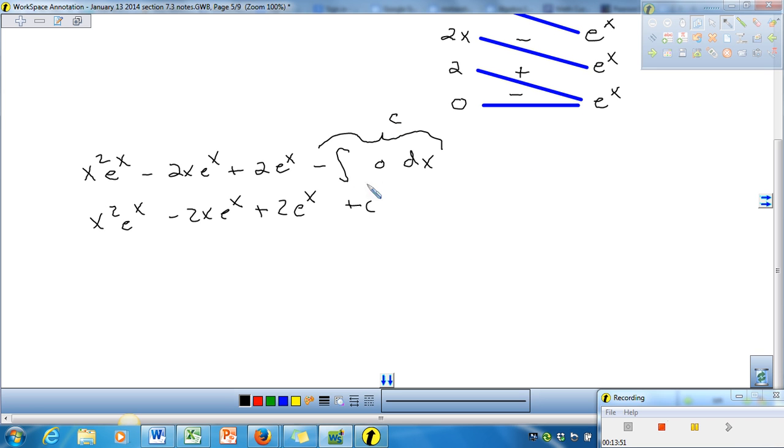And now, in the future, you don't have to write this integral form. If your last integral is the integral of 0, then you can just write your plus c. Okay, and we're done. Questions on that one? People are still writing, so I'm going to hold up a minute.